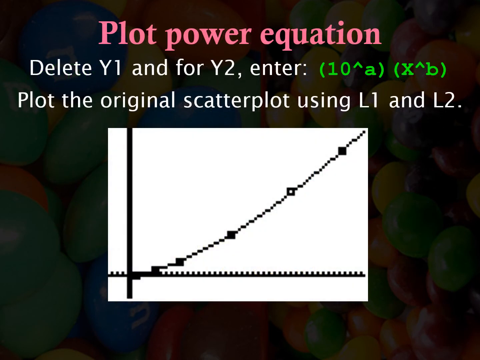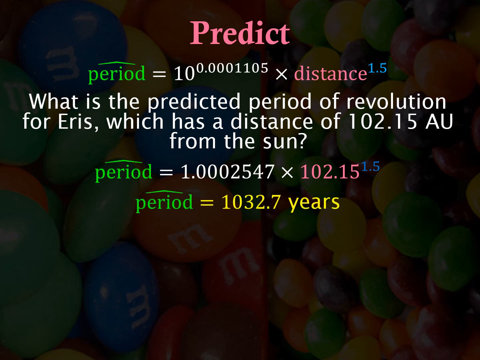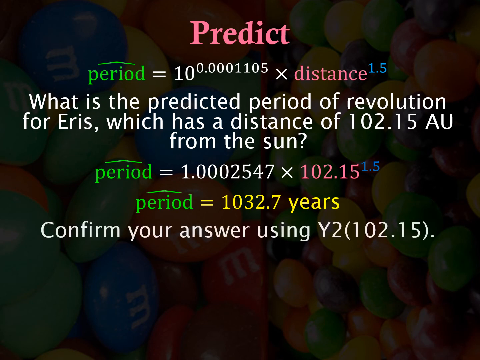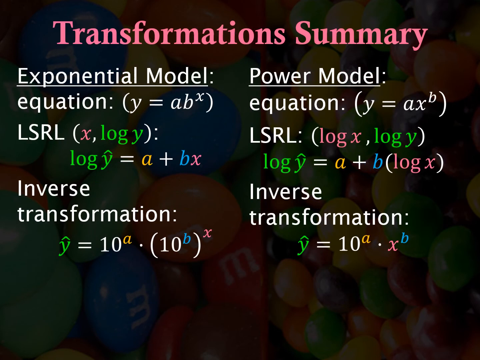So here's the power equation if you were to plot it. Again, not something you have to worry about. To predict, what would be the predicted period of revolution for Eris, which is 102.15 astronomical units from the sun, you just plug in 102.15 for x, and you see the period is about 1,032 years. So confirm your answer using the calculator. That's what it is.